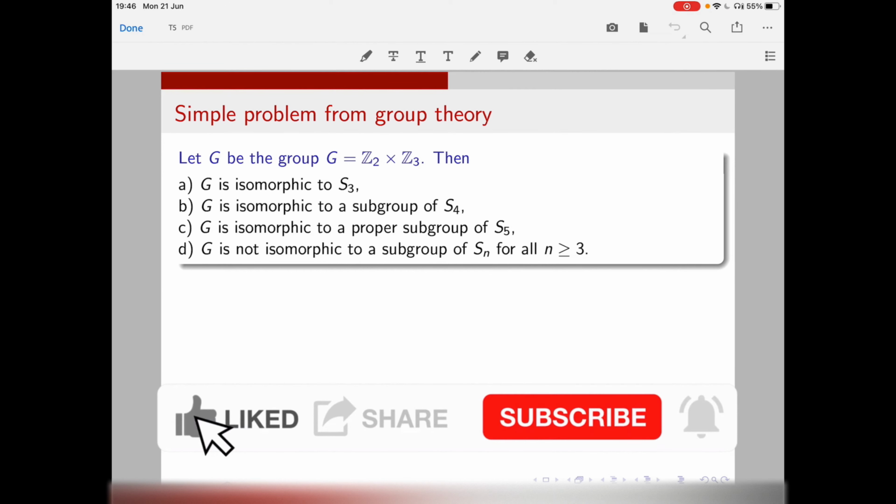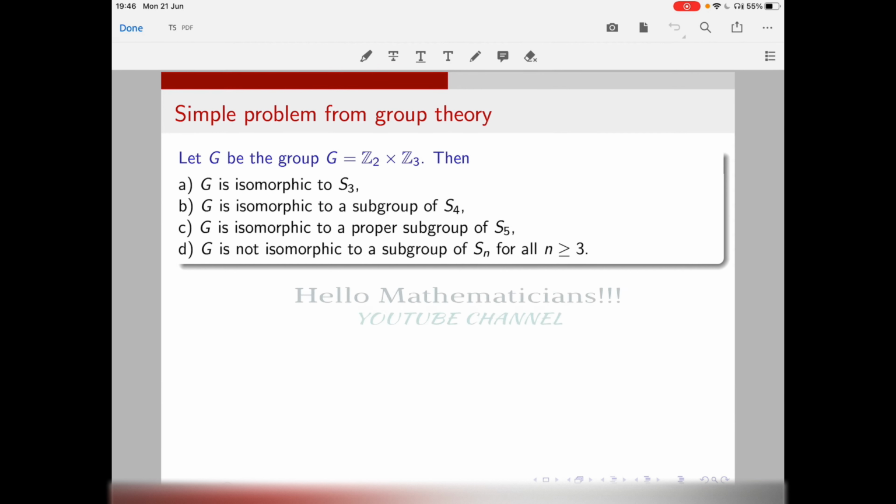Hello mathematicians. Today we see one problem from group theory. It is again from a previous year CSIR exam. Okay, let me phrase the question. Let G be the group Z2 cross Z3.